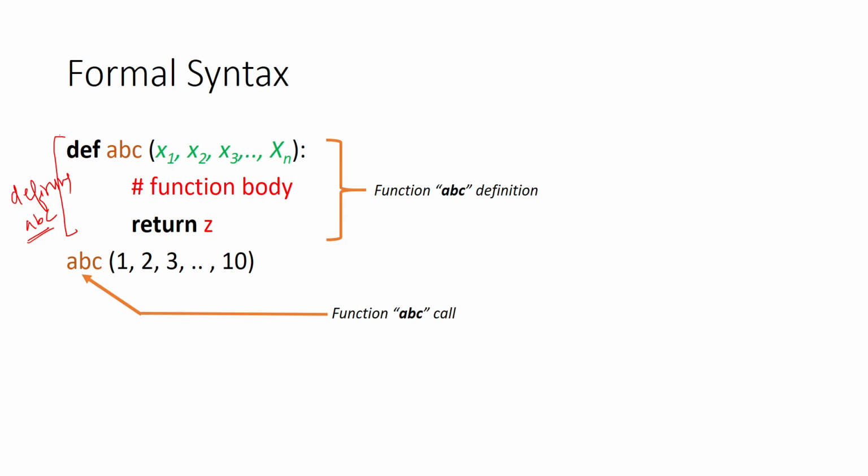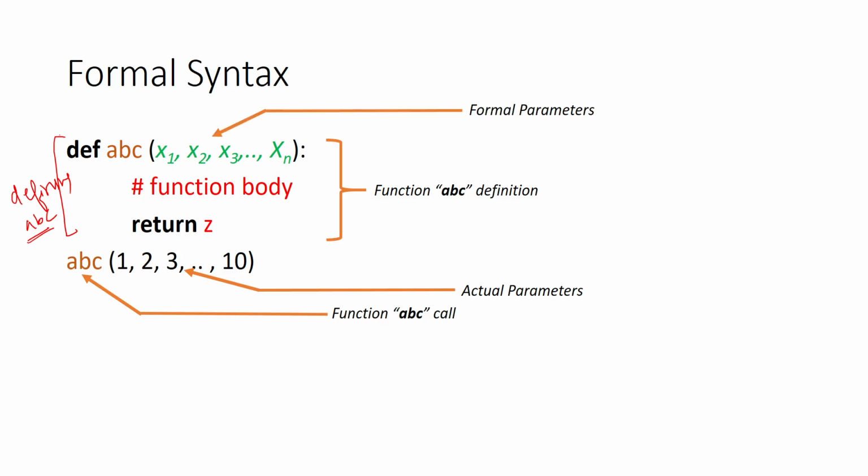Now there are two types of parameters. One is called the actual parameters and one is called the formal parameters. Actual parameters are the actual values that you are passing in the function abc, and formal parameters are the parameters that don't have any value but they are formally related to abc. When I use these parameters, it will be matching the parameter counts as well as the data types, right?